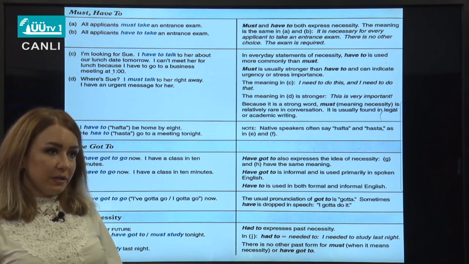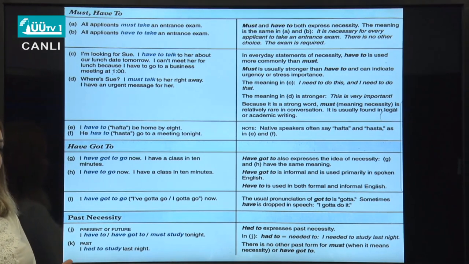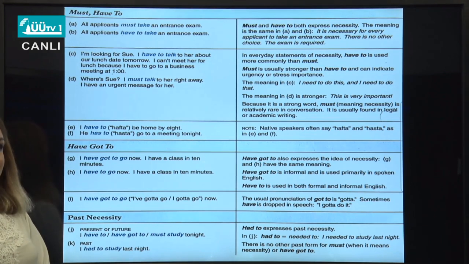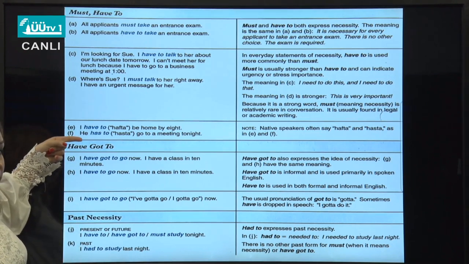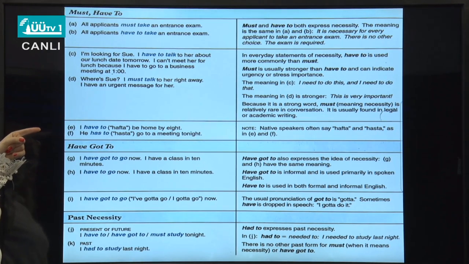So, another important thing we need to consider when we are learning a grammatical point is its pronunciation. So, as you see, I have to is pronounced "I hafta". I hafta be home by 8. We don't say "have to", we say "hafta". She hasta go to a meeting tonight. Native speakers normally use it this way. They say hafta, hasta.